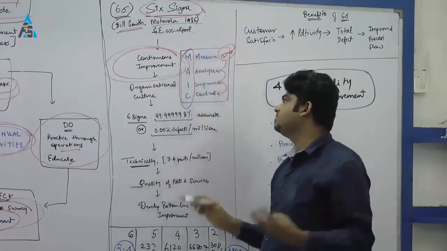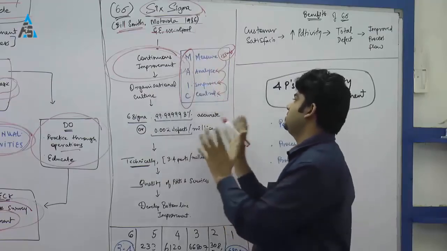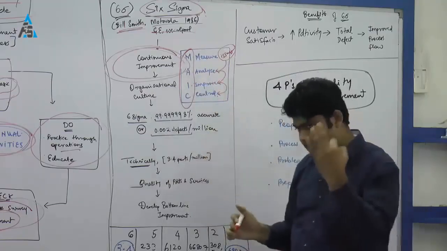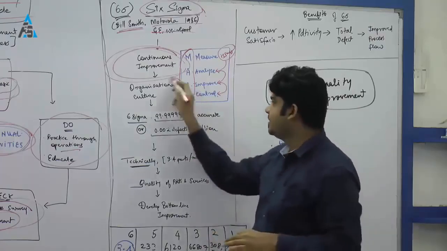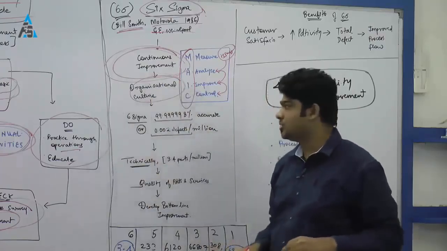Once you measure, analyze, improve and control, then Six Sigma will set in your process, in your DNA, and once that is done, then the product will be defect free. Get it in your organizational culture.